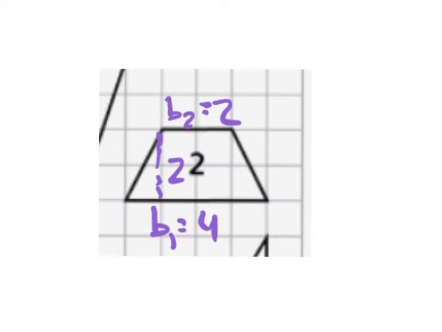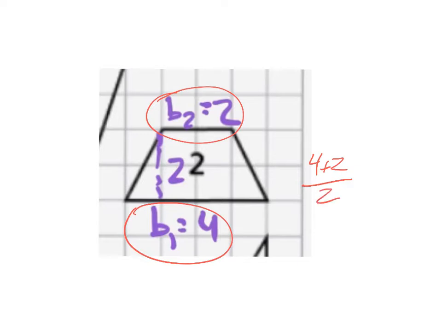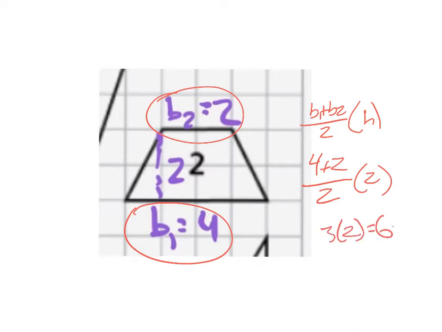Using what we just learned about the area of a trapezoid, we know our base 1 is 4, our base 2 is 2. So we add base 1 and base 2, divide that by 2, and then multiply it times the height, which is 2. So the formula is base 1 plus base 2, divided by 2, times height. 4 plus 2 is 6, divided by 2 is 3, times 2 is 6 units squared.